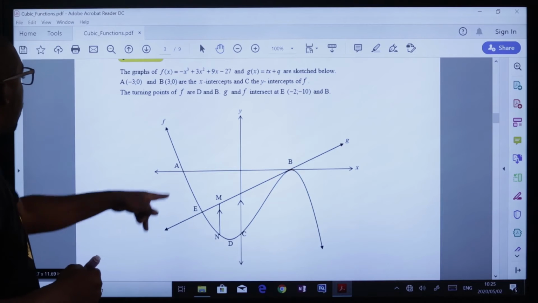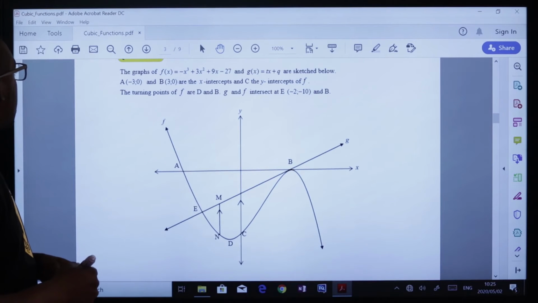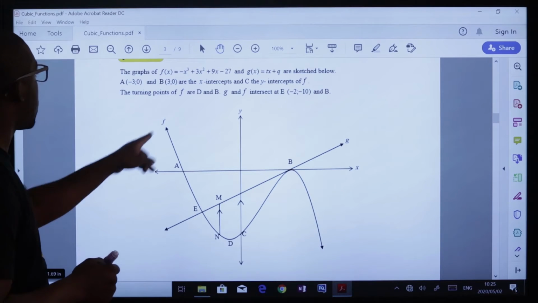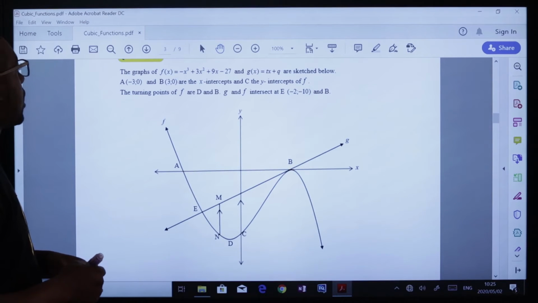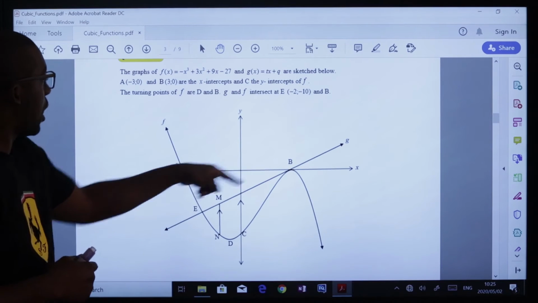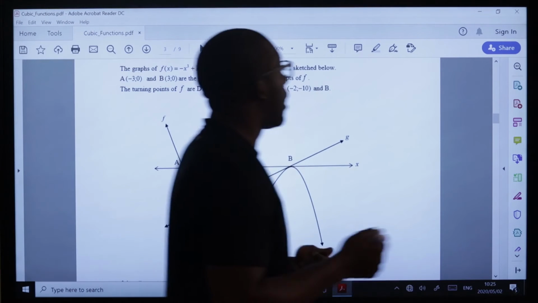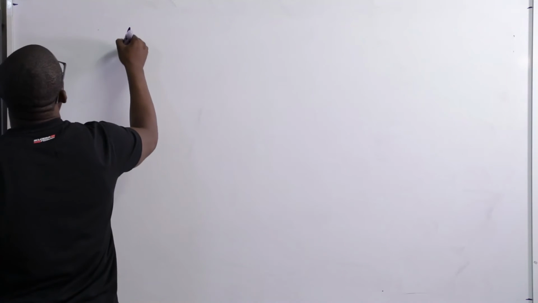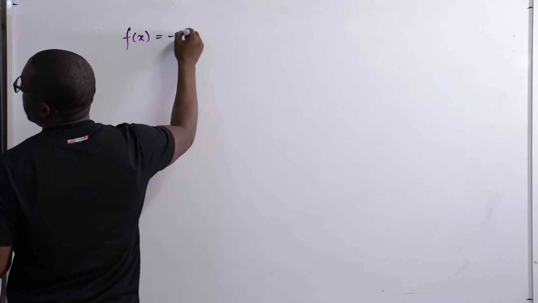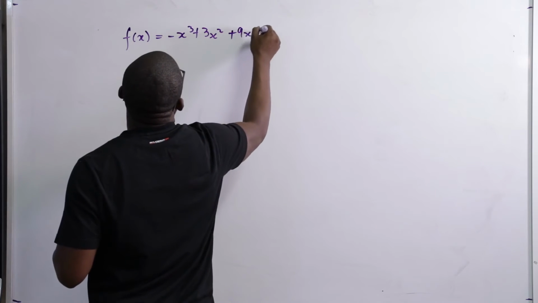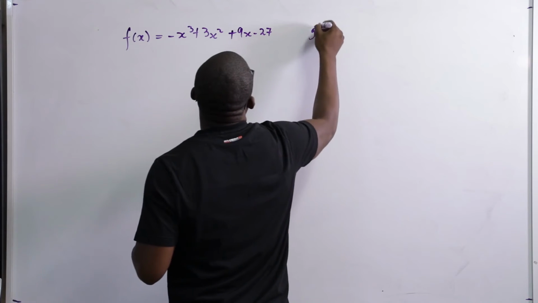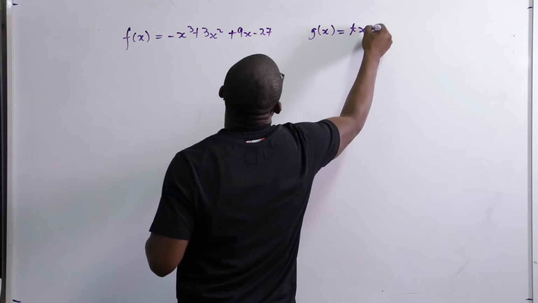We are given some points, we're given the x-intercepts. A is minus 3 and 0 and B is 3 and 0. C is the y-intercept, we're not given the coordinates. The turning points of f are just stated to be B and D. g and f intersect, they cut each other at E as well as at B. Let me just write down the equations, then I quickly sketch the graph. Minus x cubed plus 3x squared plus 9x minus 27. g of x is stated to be tx plus q.